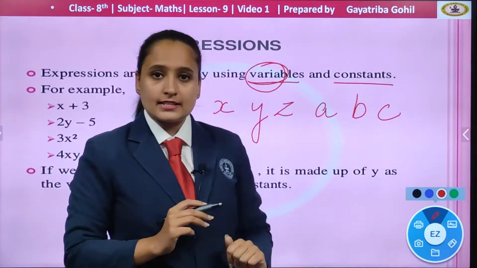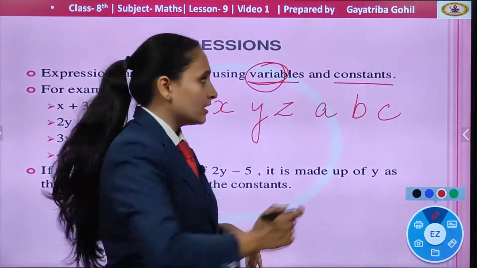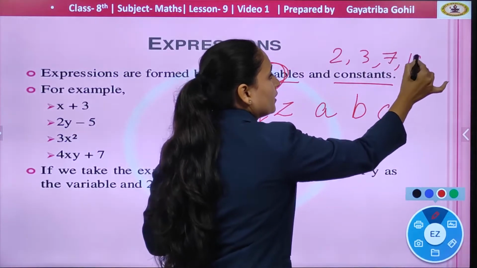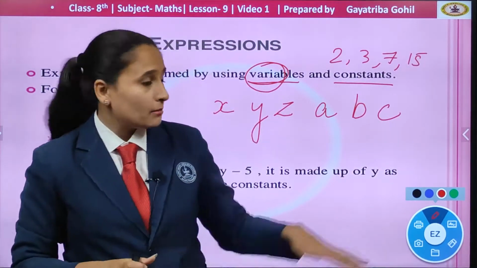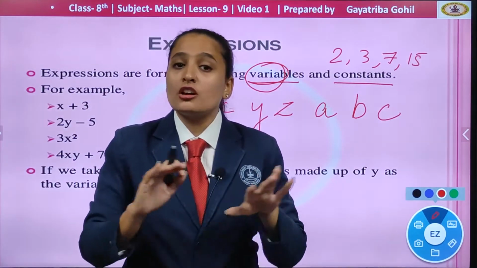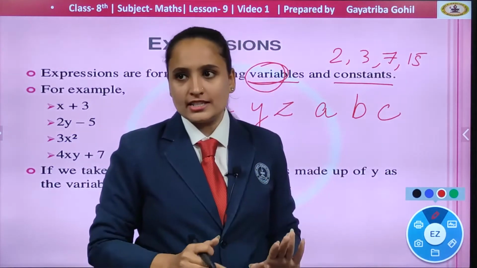And what are constants? In simple language, we can consider them as numbers. For example, 2, 3, 7, 15, all these are constants. The value remains the same. 2 is going to remain 2, 3 is going to remain 3. There is not going to be any change over there, right? So they are called constants.